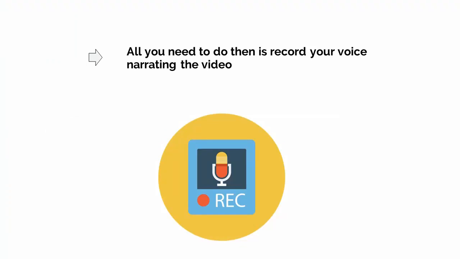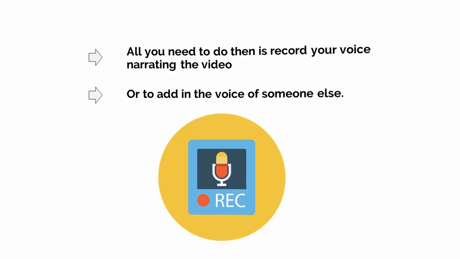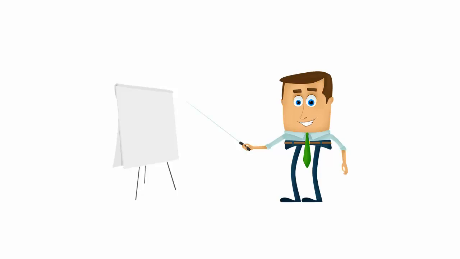All you need to do then is record your voice narrating the video or add in the voice of someone else. You can find people who do voiceovers once again on Fiverr. Another option is to create an animation. This could be a whiteboard animation, a cartoon, or even a stop motion animation. Again, these can all be created yourself using specialist software or by outsourcing to a professional.